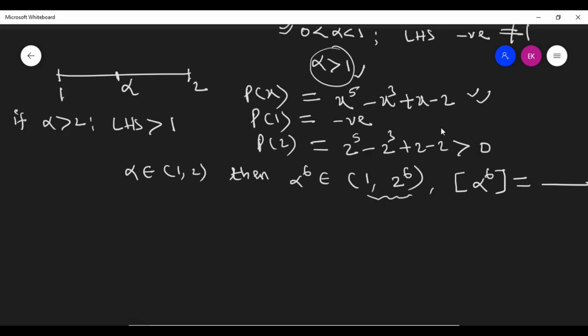Okay. So now we are supposed to go after the range of alpha to the power 6 only, because this is not going to help us. So let's find the range of alpha to the power 6. Hope you got everything so far. See, how can we find the range of alpha to the power 6?